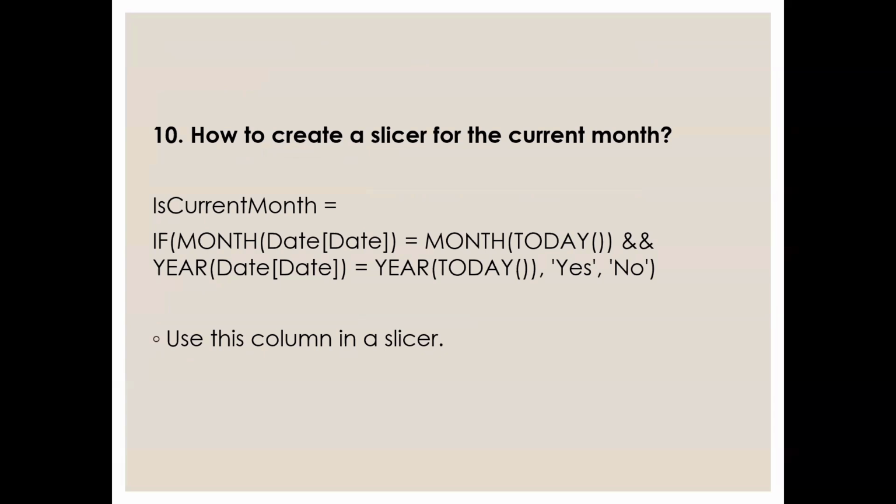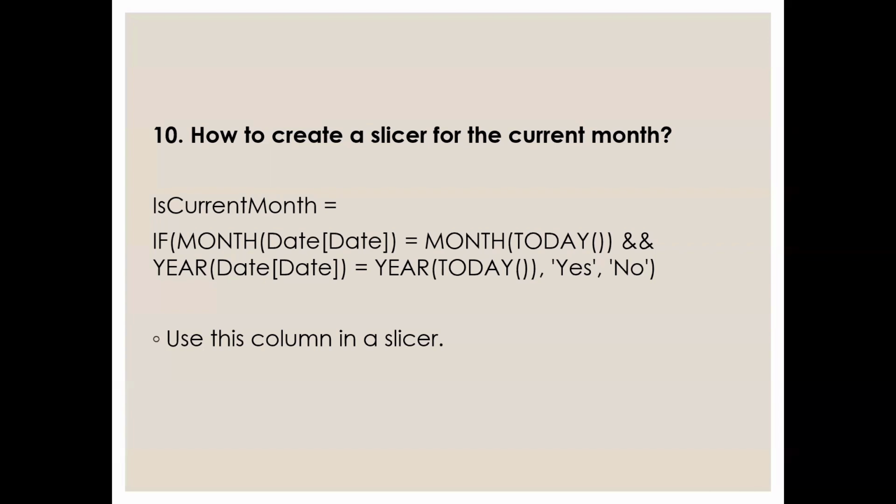Then the 10th question is, how do you create a slicer for current month? So it's very simple. Just create a calculated column like this. So if month of date equal to month of today and year of date equal to year of today. So what is this? Month of today means the current month. Okay. And the year of date equal to year of today, because current year. So then it is current month. So this is a very simple question. We have to create a calculated column and just check if it's the current month and current year. You can do it using TODAY and then just use that in your slicer.